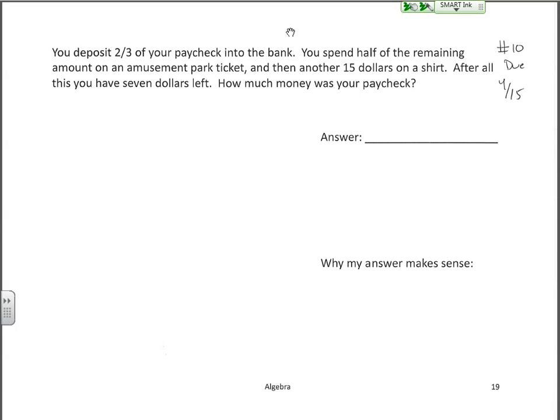So with the class that I went over this with, we kind of started at the top here. It said, here's our paycheck, right? 2/3 of this went to the bank, which means that 1/3 of this was left for us to spend. And with that 1/3, we spent half of that on an amusement park ticket, okay? And then another $15 on a shirt. After all this, we have $7 left. So here we spent $15 on a shirt, and that left us with $7 left.